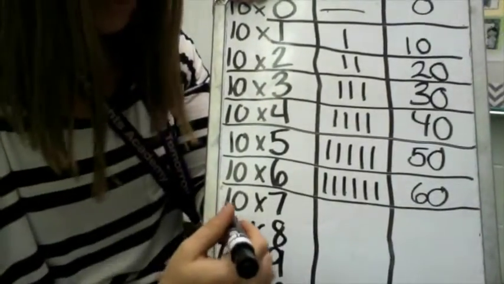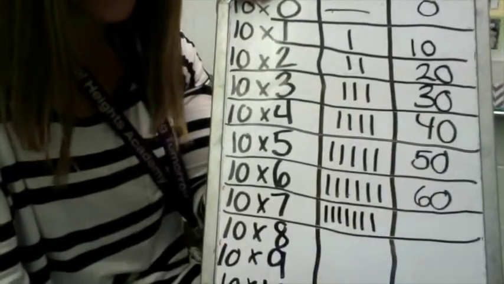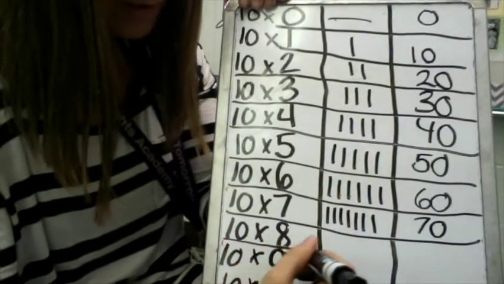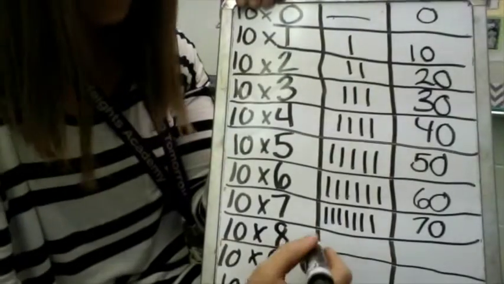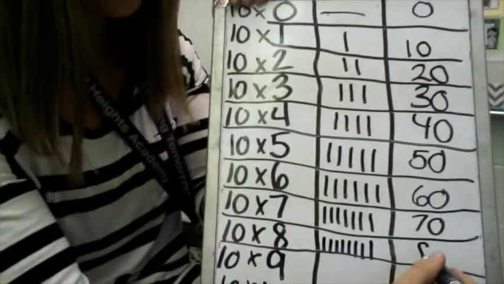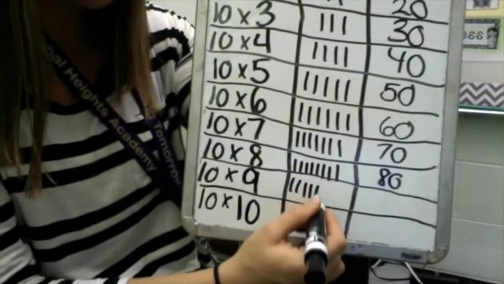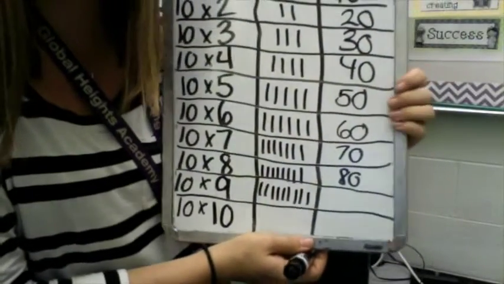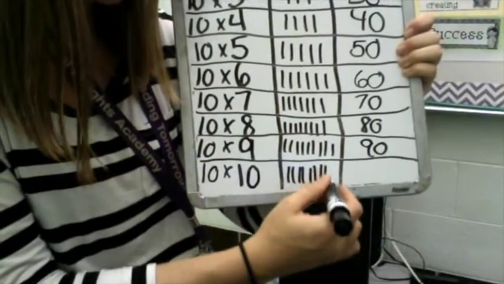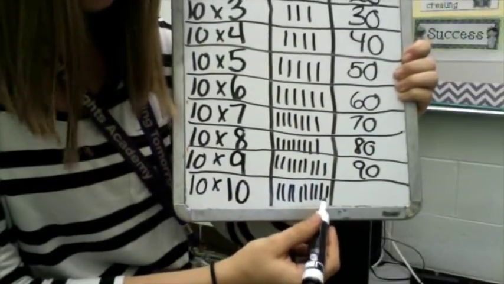Ta-da! If I have 10 times 7, I've got 7 tens. 1, 2, 3, 4, 5, 6, 7. What's the value of 7 tens? 70. So 10 times 7 equals 70. What about 10 times 8? 1, 2, 3, 4, 5, 6, 7, 8. I have 8 tens. What are 8 tens worth? 80. And 10 times 9. I've got 9 tens. 1, 2, 3, 4, 5, 6, 7, 8, 9. What's the value of 9 tens? 90. And if I have 10 tens, 1, 2, 3, 4, 5, 6, 7, 8, 9, 10. What is the value of 10 tens? 10, 20, 30, 40, 50, 60, 70, 80, 90, 100.